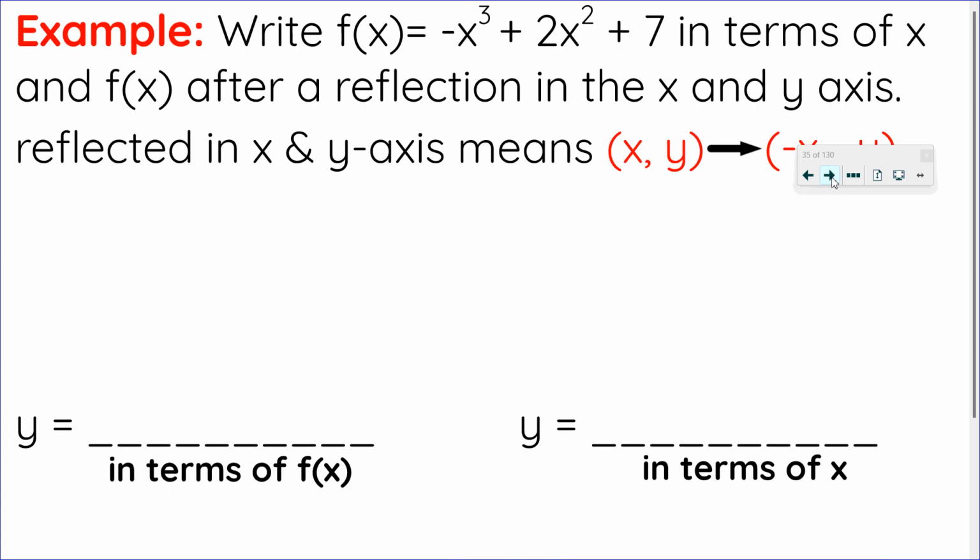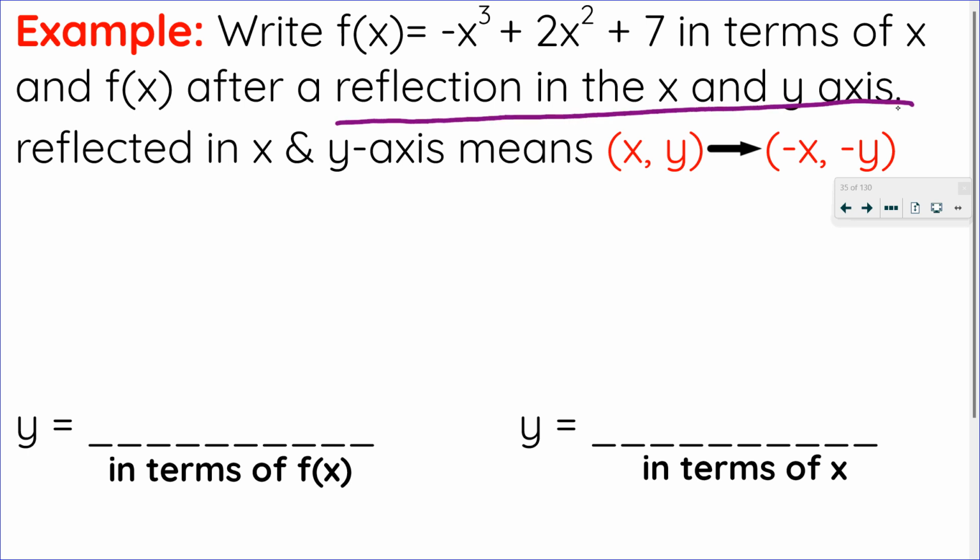In my last example, I want to look at an equation. So I have this function, the cubic function, f of x, and I want us to write the new equation in terms of x and in terms of f of x after a reflection in the x and the y axis. So both is happening. To reflect in the x-axis, that's a vertical reflection, so you can see why y is changing. To reflect in the y-axis, that's horizontal, which is why x is changing.